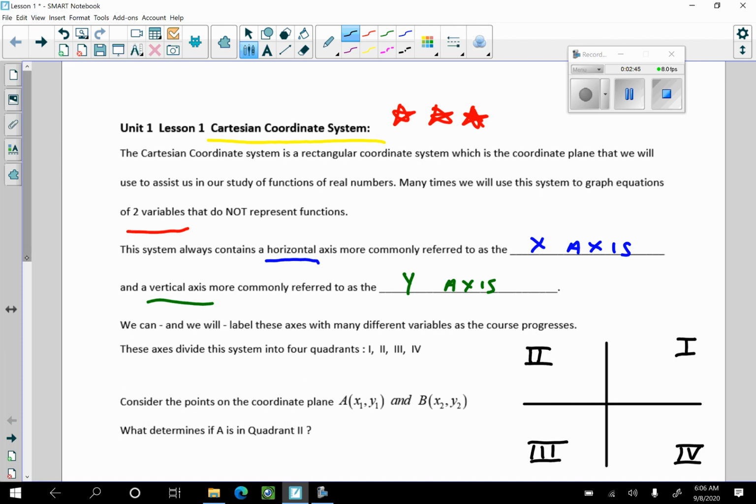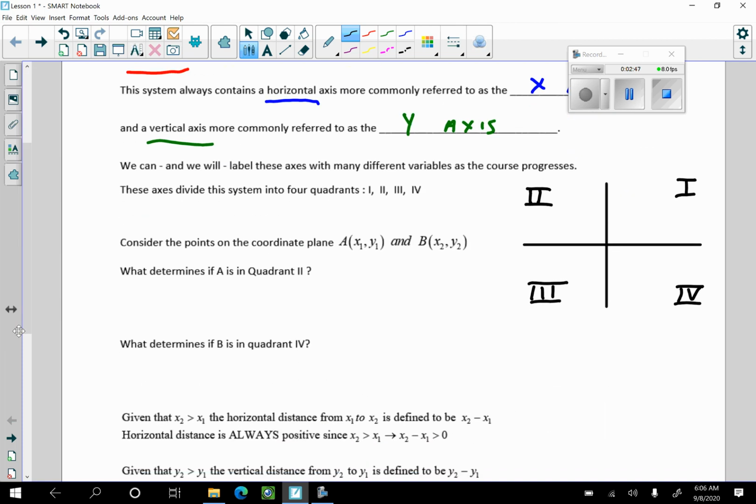Alrighty, so let's go into our first example. Consider the points (x sub 1, y sub 1) and (x sub 2, y sub 2). What determines if A is in quadrant 2? Well, if A is over here in quadrant 2, let's for a brief moment put A over there in quadrant 2. What do we know? Well, we know that x sub 1 is going to have to be less than 0, and y sub 1 is going to have to be greater than 0. So the x is negative over here, and the y is positive. This is just a mathematical way to say x is negative, y is positive.